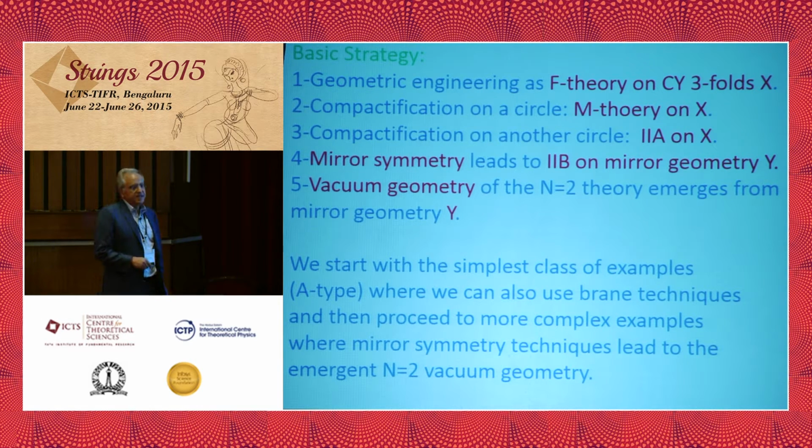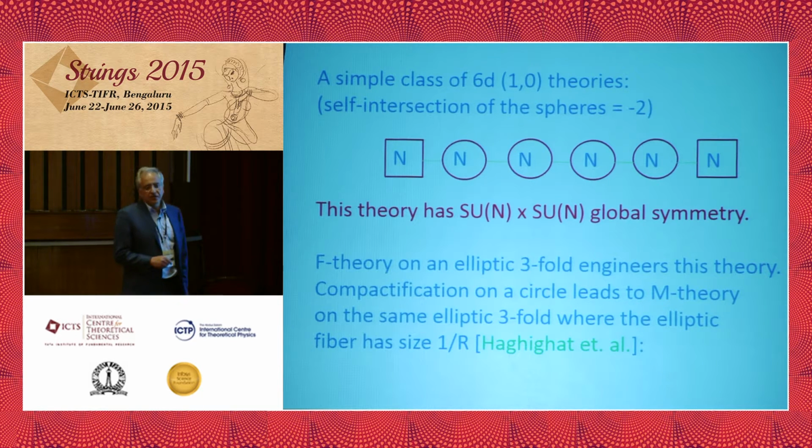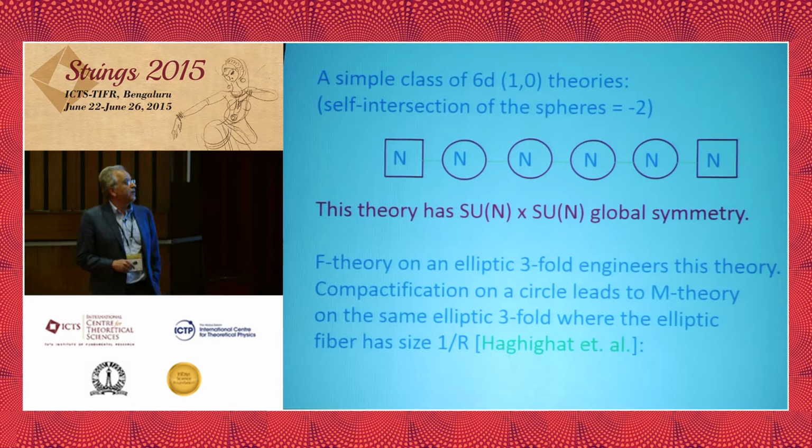We start as examples with the simplest type of example, what I call A-type, where we can also use brane techniques, for example, Hanany and Zaffaroni and similar techniques. You can proceed that way to more complex examples where mirror symmetry techniques lead to the emergent N=2 vacuum geometry. So I'll start with the easier cases where the brane techniques are sufficient to see the basic picture. So let me start with a simple class of 6D (1,0) theories.